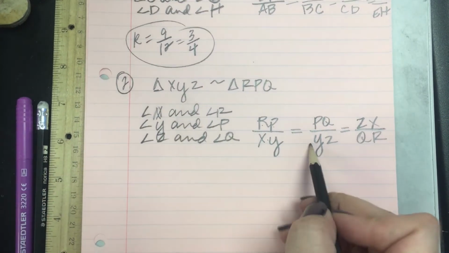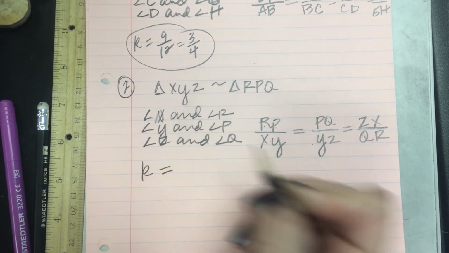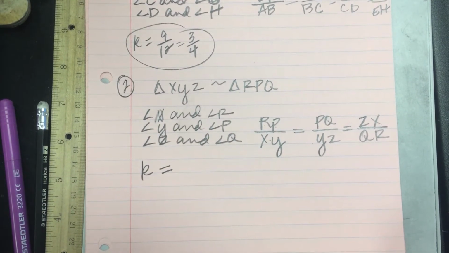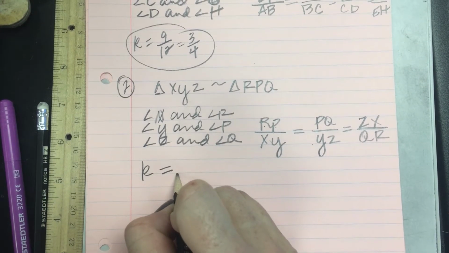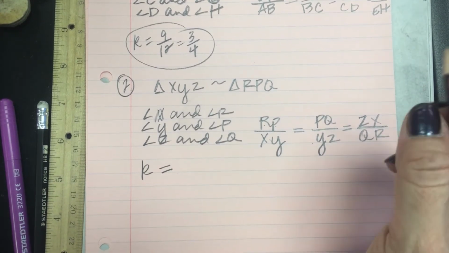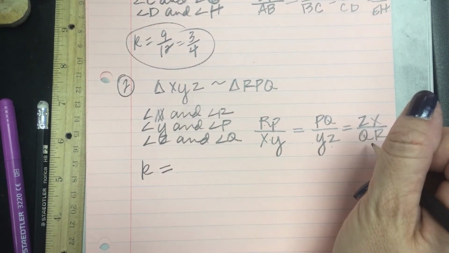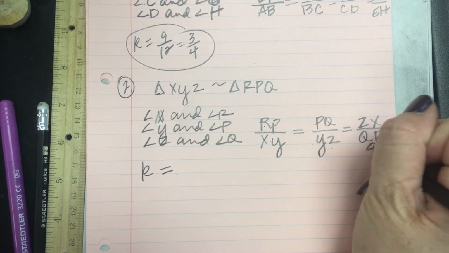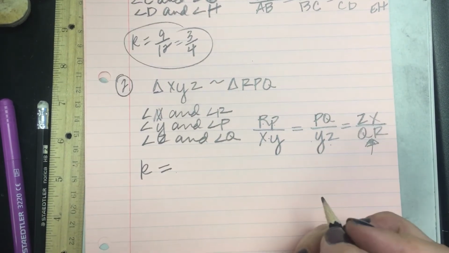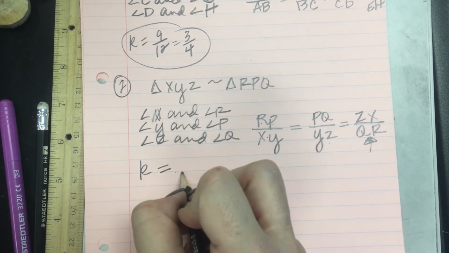Now, there's my statement of proportionality. Last but not least, I should be looking at a scale factor. It's going to be a number smaller than 1 because I can tell it's a reduction. I'm going to use my green, my Y, my ZX over QR is where I'm going to set this up. Now you can set it up from any of these pairs. You should still get the same number.